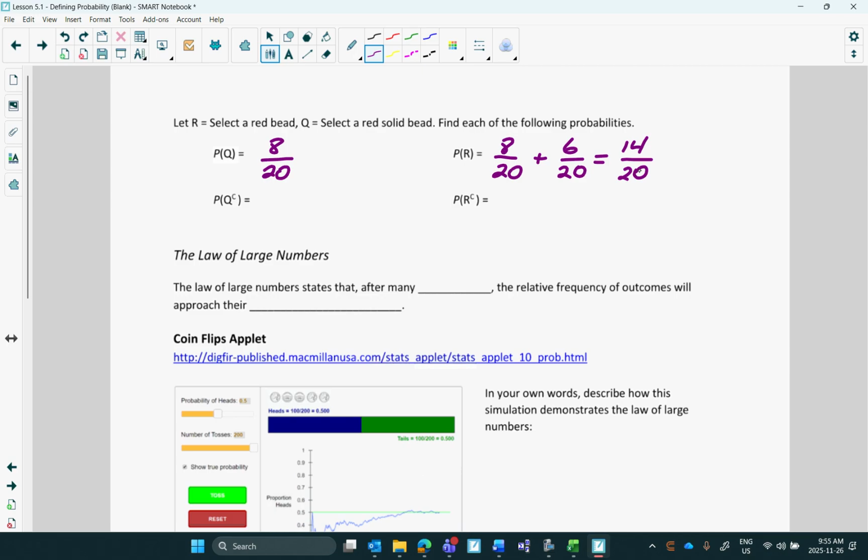Not Q. Yeah, 1 minus this, which is 12 out of 20. Not R is 6 out of 20, because it's 1 minus 14 out of 20. Okay.